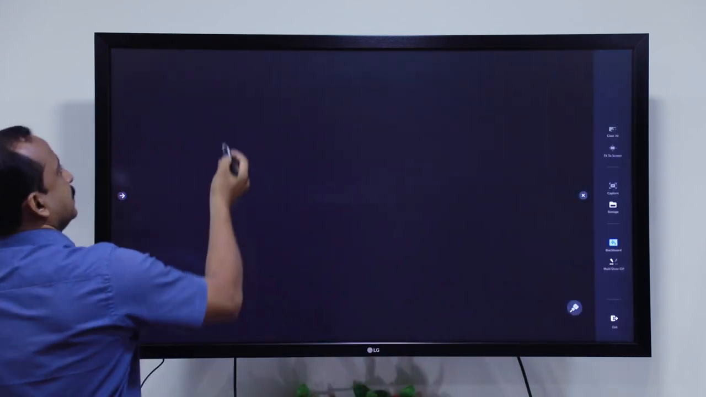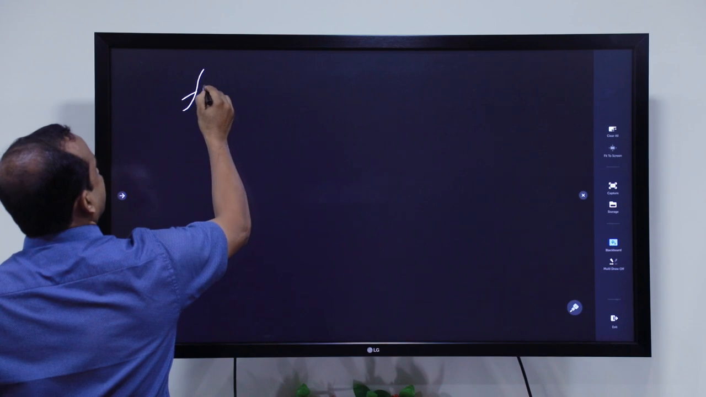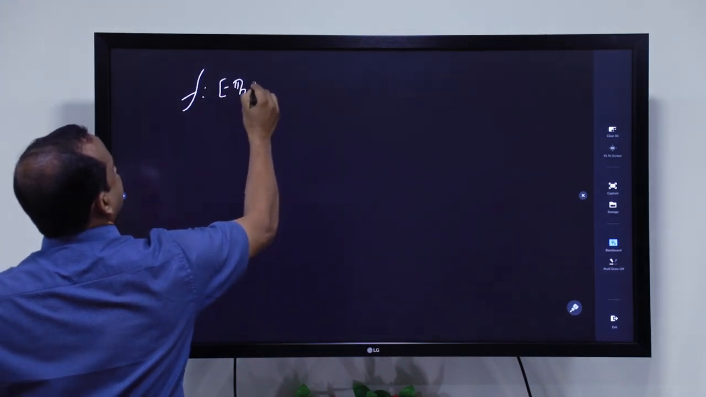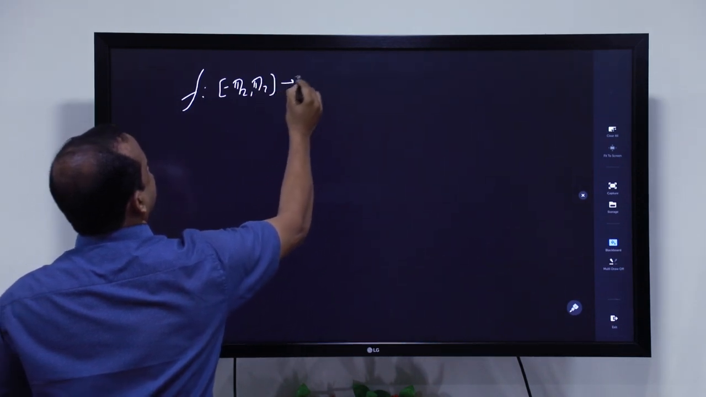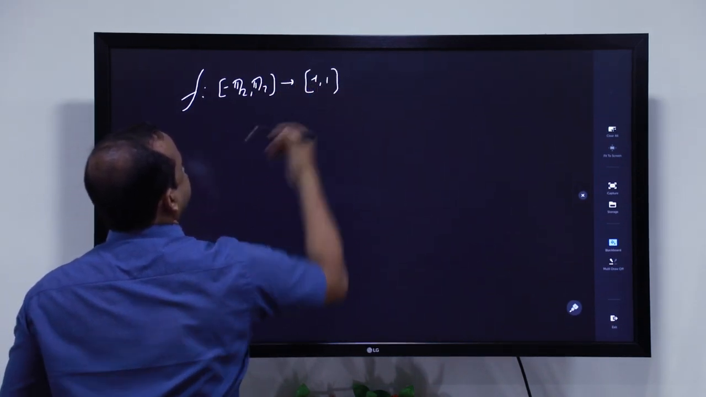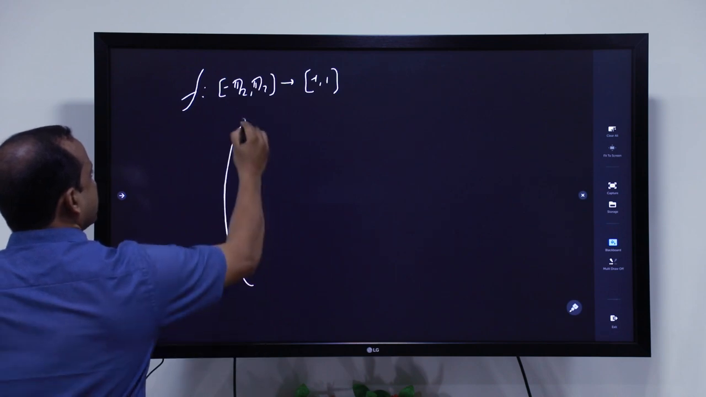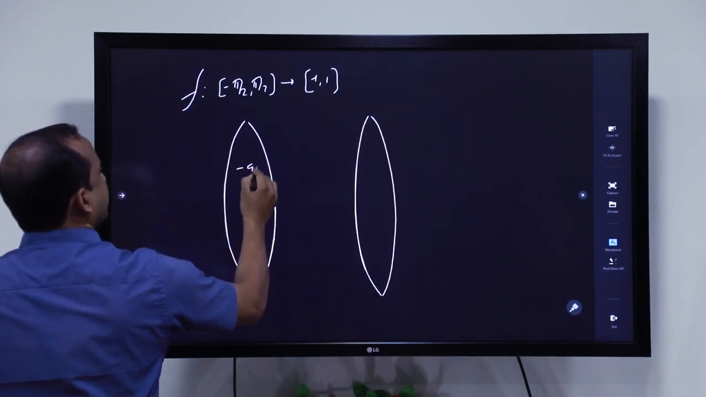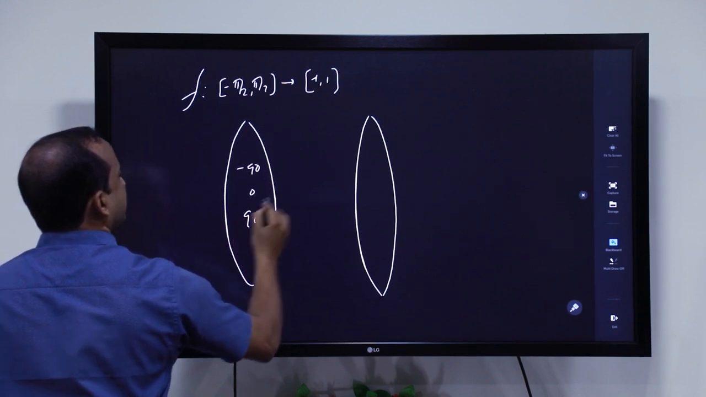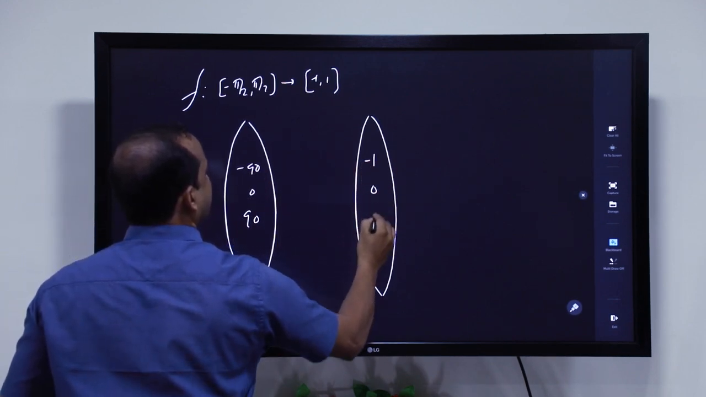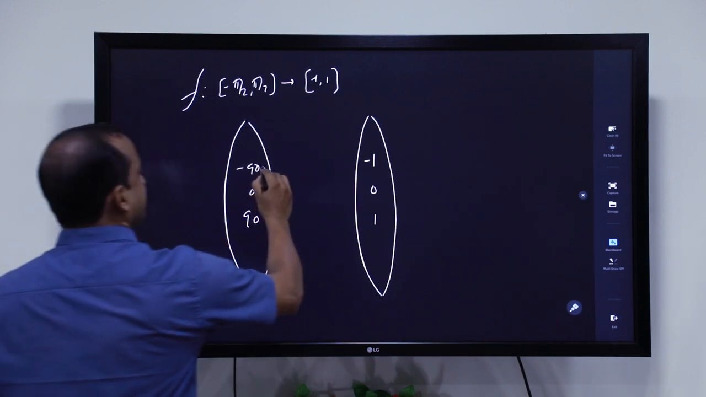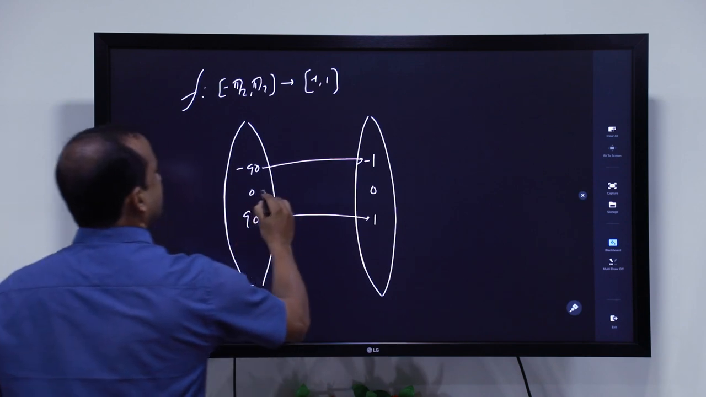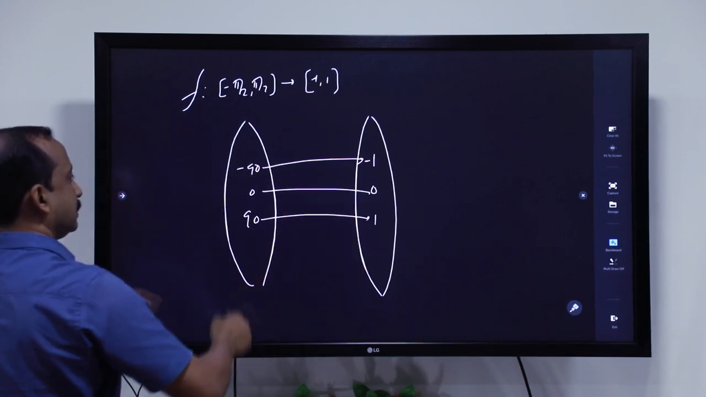So we redefine our function as f from minus pi by 2, that is minus 90 to plus 90, to minus 1 to 1. That means we select only minus 90, 0, plus 90. Here minus 1, 0 and 1. Here the image of minus 90 is minus 1 and image of 90 is 1. 0 is 0. And there are infinite numbers.